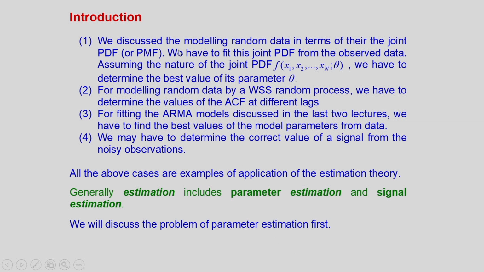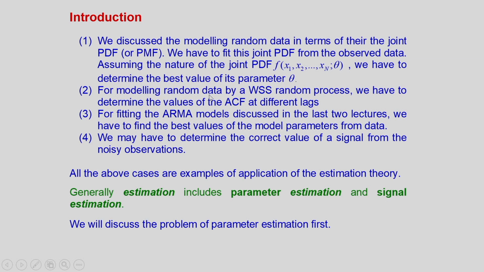We discussed the modeling of random data in terms of their joint PDF, or PMF in the case of discrete. We have to fit this joint PDF from the observed data. Assuming we know the nature of the joint PDF, and there is an unknown parameter theta, we have to determine the best value for this unknown parameter theta. So, that way estimation comes.